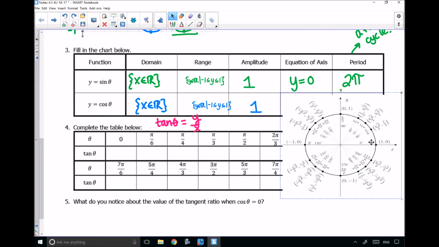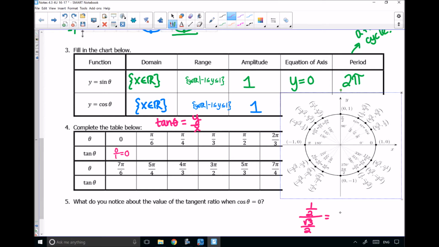So right here, when theta is 0 degrees, I'm going to take my y, which is 0, and divide it by my x, which is 1, so I get 0 over 1, which is equal to 0. Okay? For my next one right here, for pi over 6, I end up getting 1/2 over root 3 over 2. So I'm going to go ahead and do my work on the side so you can kind of see what's happening. So it's 1/2 over root 3 over 2.